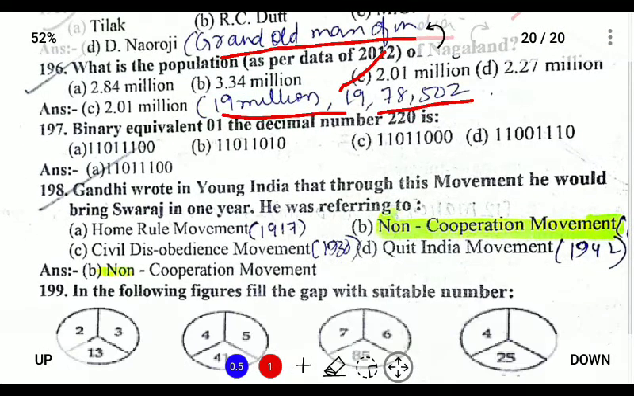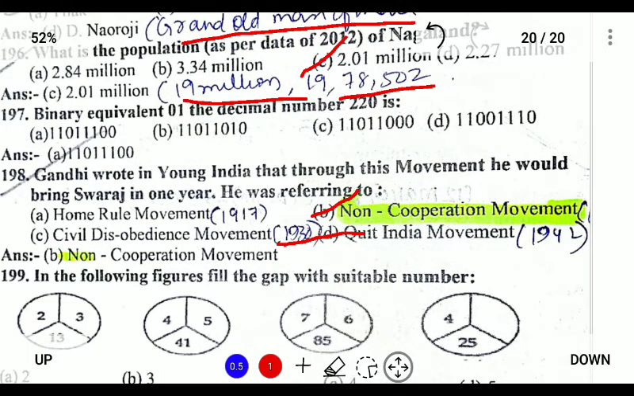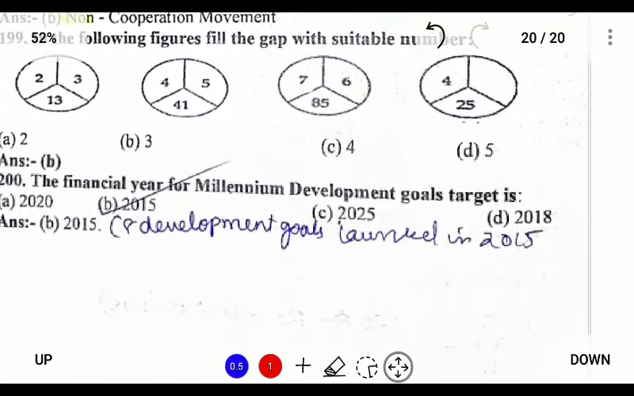Next, Gandhiji wrote in Young India that through which movement he will bring Swaraj in 1 year? We are referring to the non-cooperation movement in 1920. Because of this, he promised that he will bring Swaraj, which he was not able to bring, and thus he changed his ashram from Sabarmati to Wardha in Maharashtra.